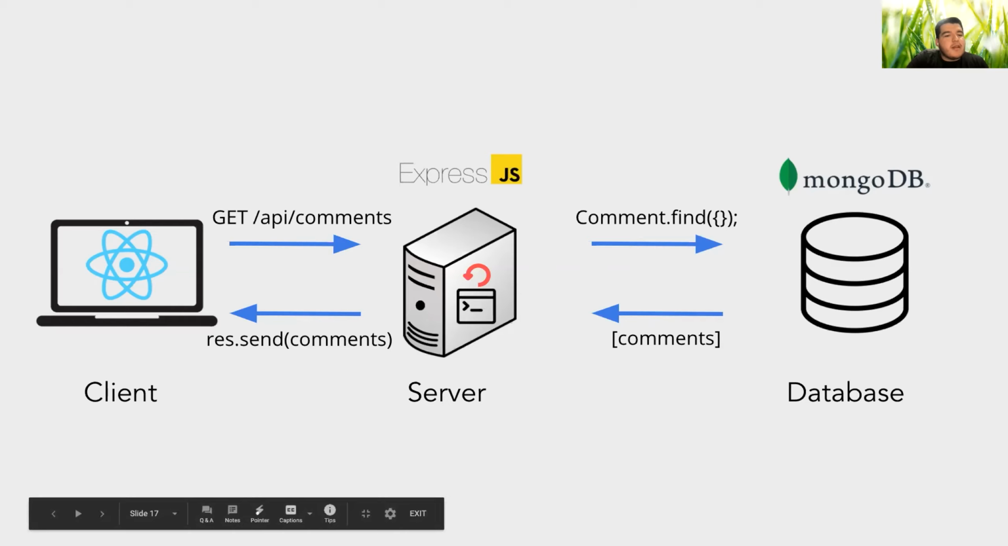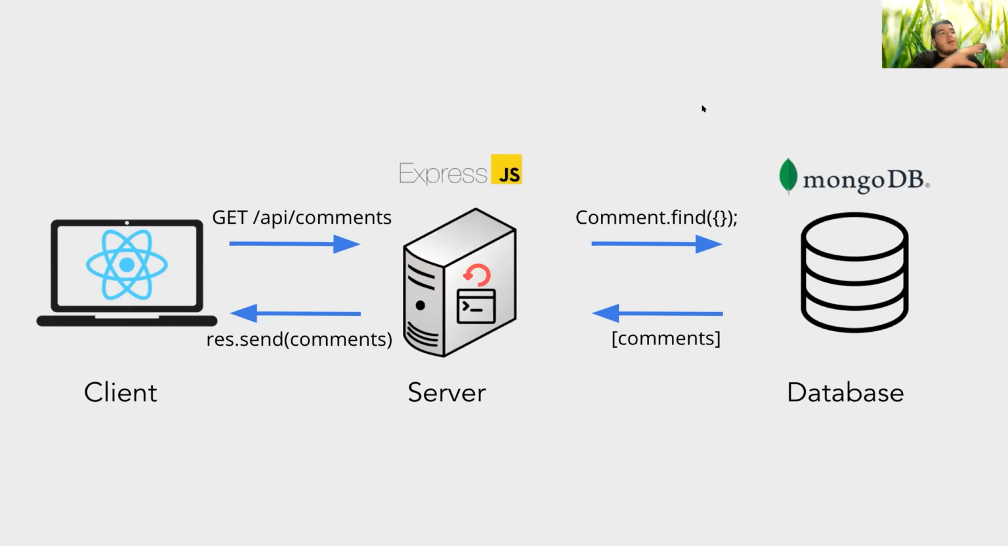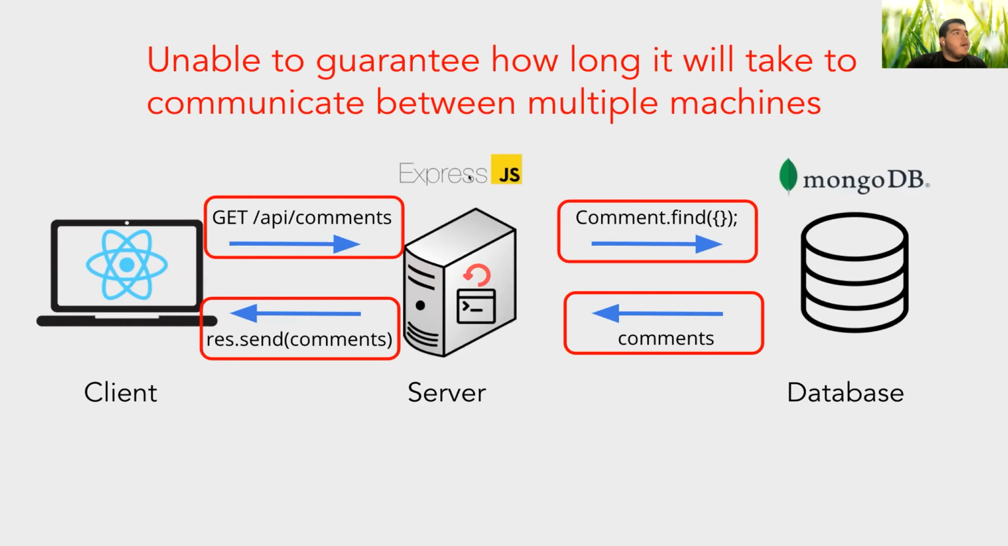Right, and so this is a pretty standard flow. But what's happening is that we're communicating to different machines, and this is just for one request. It's the API comments request. Whenever we communicate to different machines, that's where we start getting asynchronous functions, because we can't guarantee how long it will take to communicate to a different machine. So these arrows and boxes are kind of what brings this asynchronous part to our website.